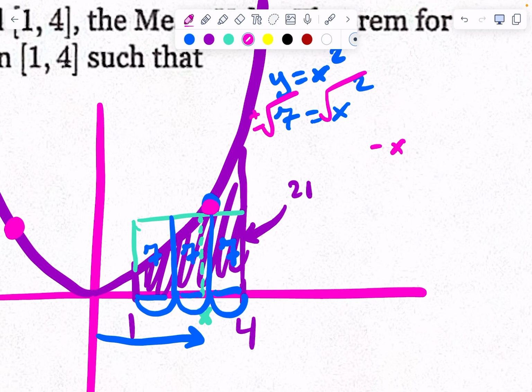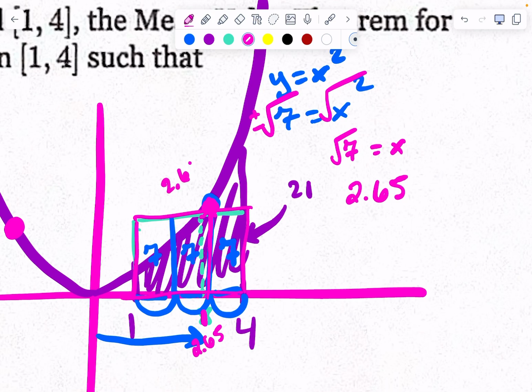What is the square root of 7? 2.65. So 2.65 is where he is going to touch on the x-axis. That's how far over I need to go. I need to go over 2.65 and up 7 units in order to get my box to be the same size as the area underneath that curve. This point that's going to touch is 2.65, comma, 7. Do you see how that works?